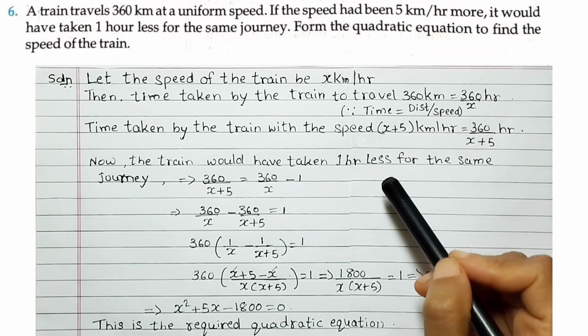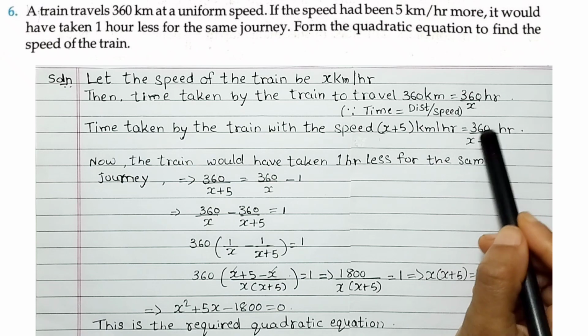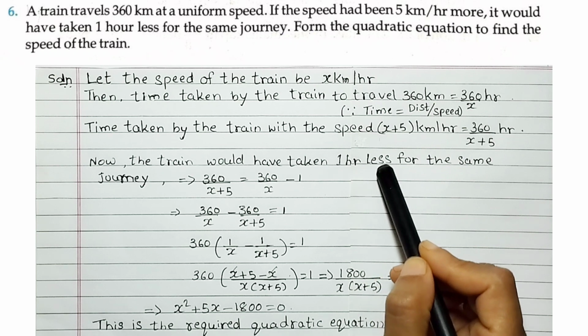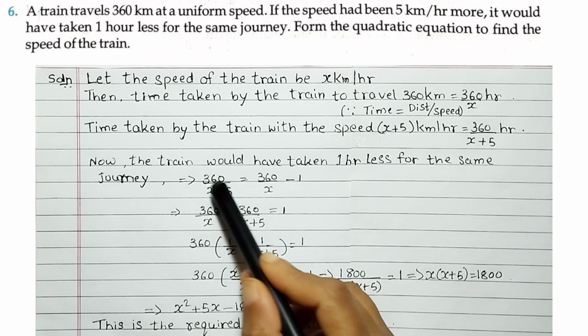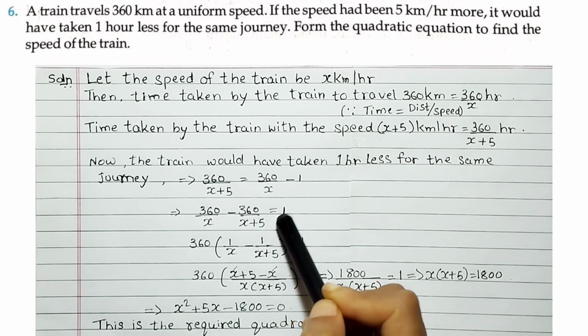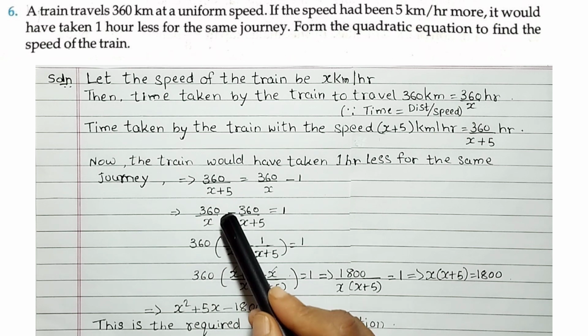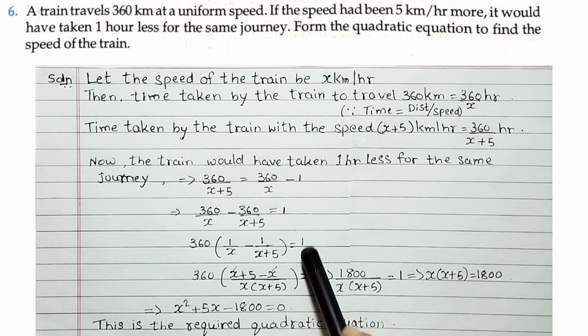Now the train would have taken 1 hour less for the same journey. That means new time is equal to original time minus 1. 1 hour less means minus 1. Simplify: 360 by x minus 360 by x plus 5 is equal to 1. Or take 360 common outside, remaining 1 by x minus 1 by x plus 5 is equal to 1. 360, here LCM x into x plus 5. x plus 5 minus x is equal to 1.